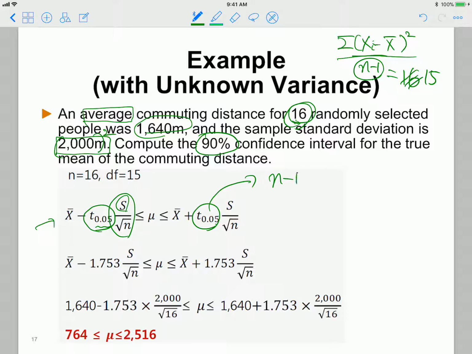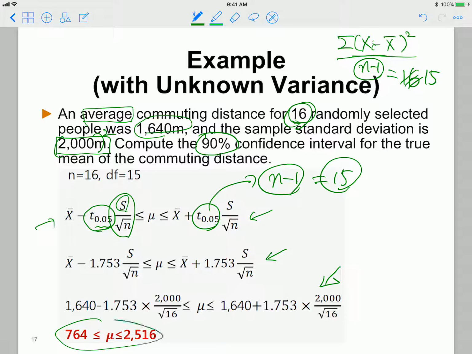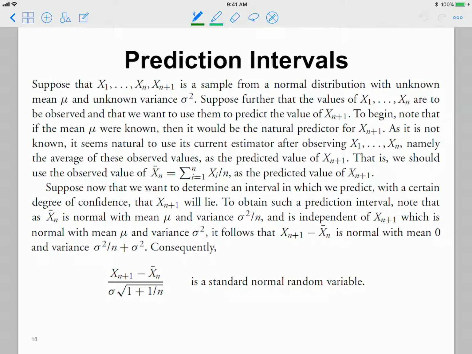And then for this t distribution, what is the degree of freedom? It should be n minus 1, right? So it should be 15. So you have to look at the table with this degree of freedom for the t distribution. So you just plug each value into these equations. In that way, you obtain this confidence interval. Any questions so far?